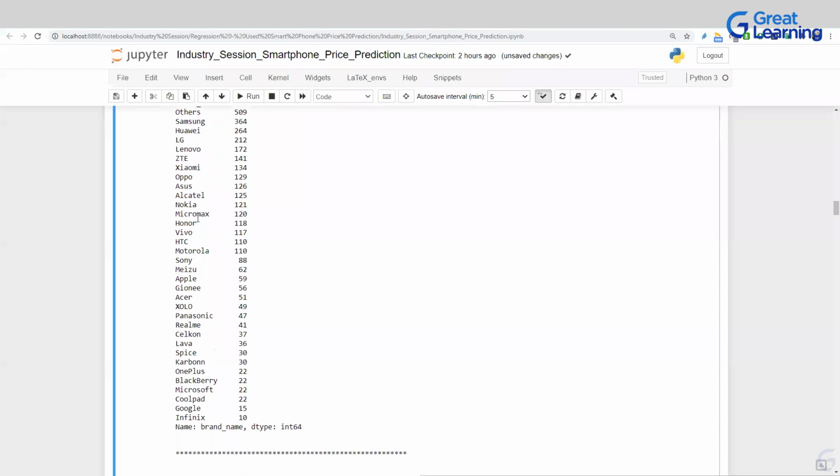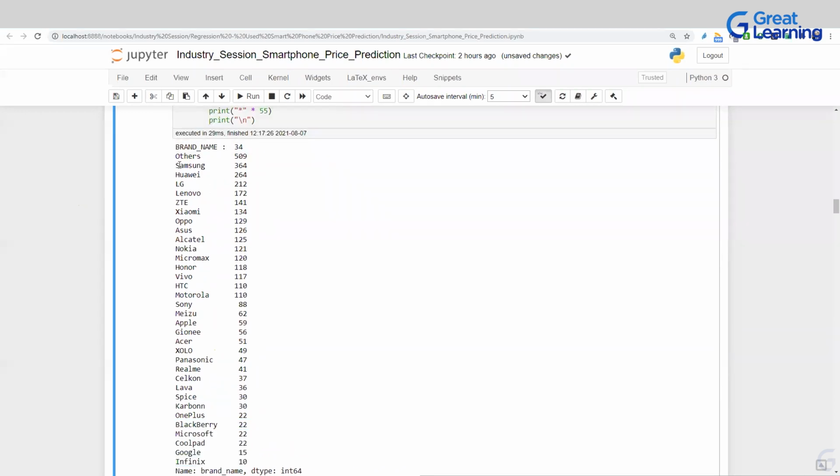But you can see there are a lot of other brands as well. And the minimum ones are OnePlus, BlackBerry, Microsoft, and so on. Probably because these brands do not have a wide range. They have like a couple of models only. But coming to Samsung, Huawei, or LG, they have a lot of models to choose from. So people prefer to choose from different models, and that's why they have a higher market share, right?